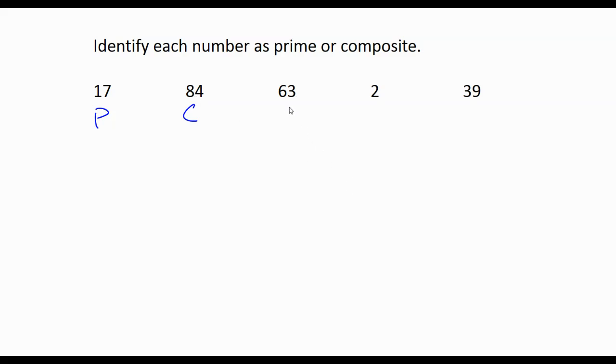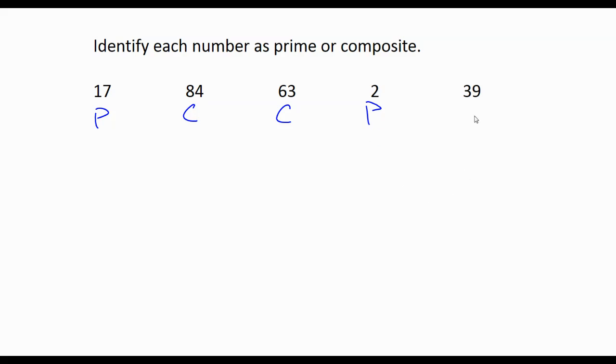63, that's when you should recognize 9 times 7 is 63, so it's going to be composite. And also, you could have known 3 goes into it because 6 plus 3 is 9, and 3 goes into 9. 2, even though it's an even number, is prime, because the only way to get 2 is 1 times 2. An interesting fact is 2 is the only even number that is prime. Every other even number is composite because 2 is a factor of it.